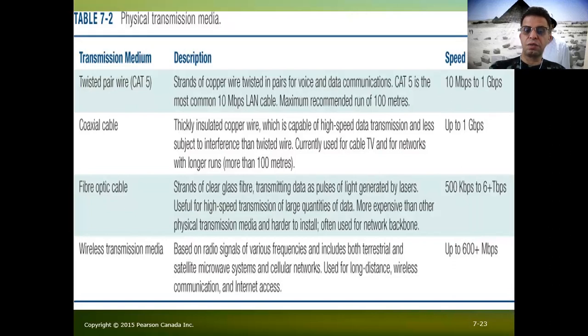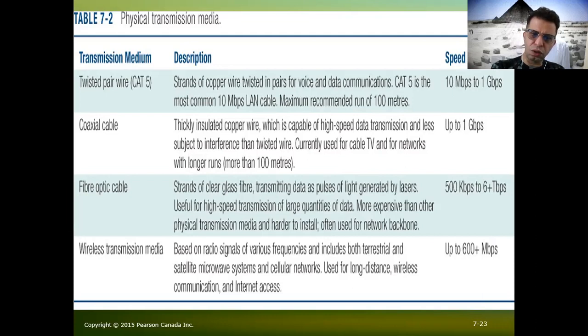So the transmission media: we have the twisted pair wire or Cat5, which stands for copper wire twisted in pairs for voice and data communication. Usually the speed is 10 megabits per second to 1 gigabit. And Cat5 is the most common, used in a LAN. The maximum recommended length is around 100 meters because there is some resistance there.